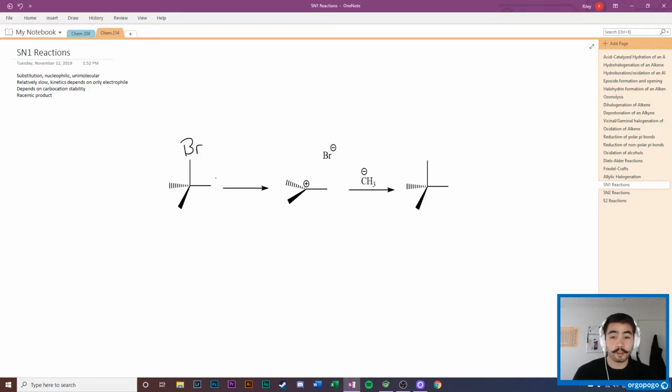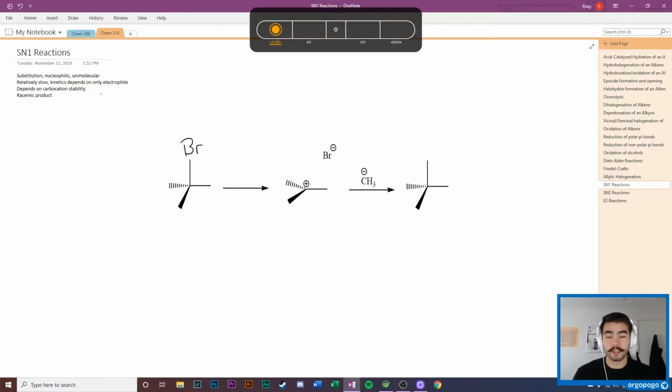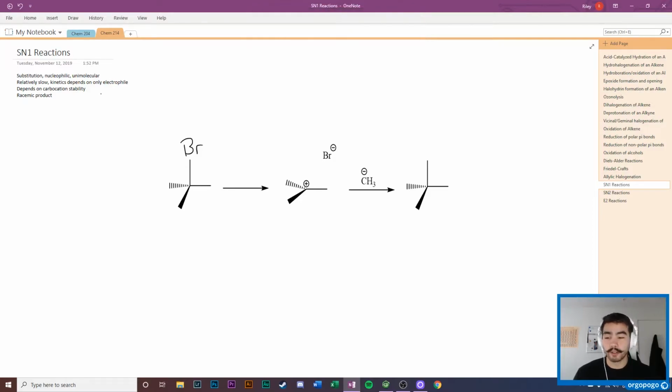This is because the nucleophile can't even attack until the carbocation is formed. So again, this reaction depends on carbocation stability, so it's only going to be an SN1 reaction if there's a good carbocation available. You also produce a racemic mixture, which we'll get to in a second.